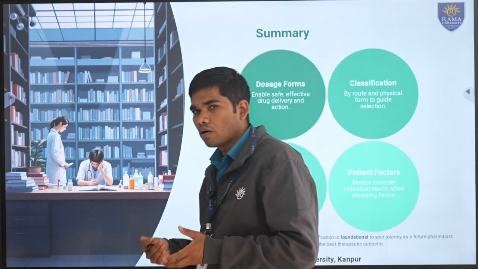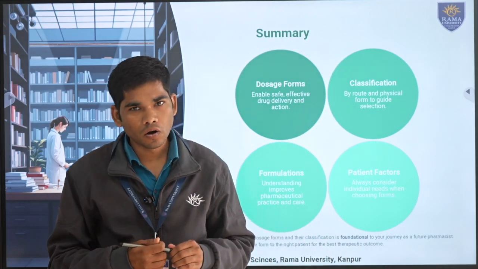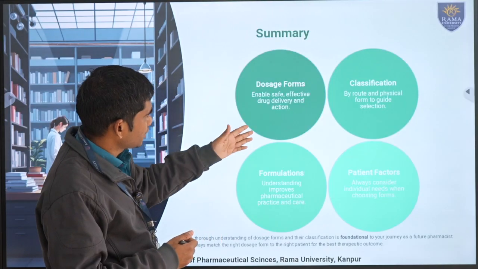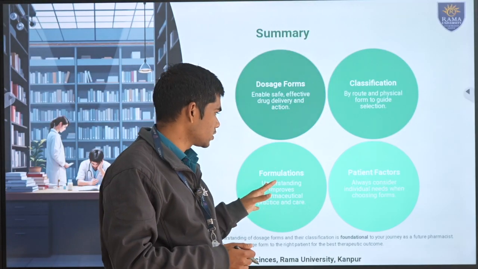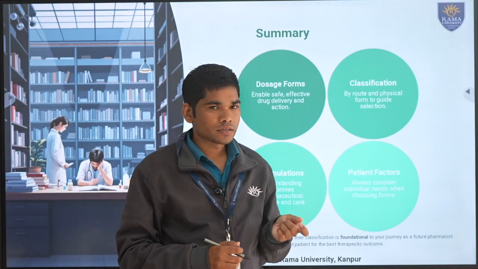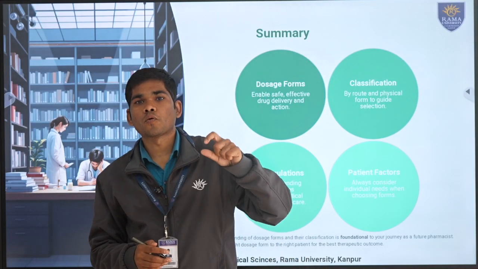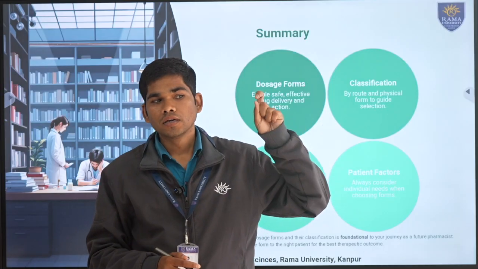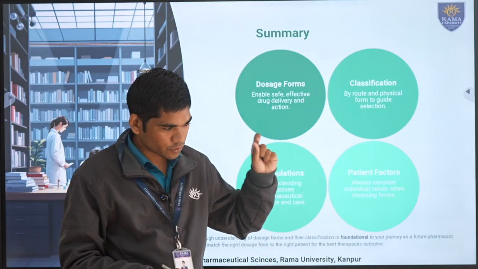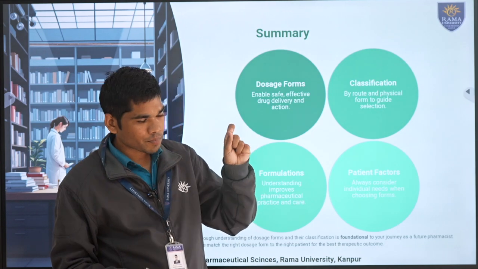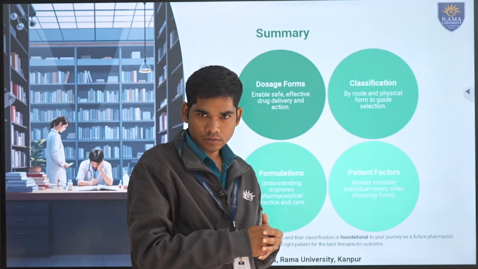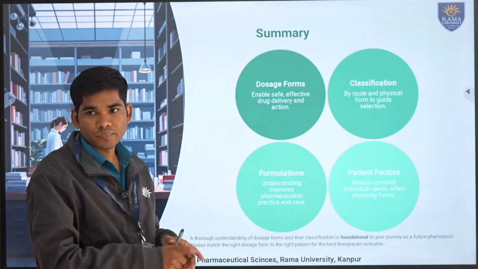Okay, so these are all the classifications of pharmaceutical dosage form. There is a summary, which is dosage form, classification, formulation, and patient factor. So there are some dosage forms through which we provide the accurate drug, accurate API, accurate active pharmaceutical ingredient, to the patient for better treatment. Hope you like it. Thank you.